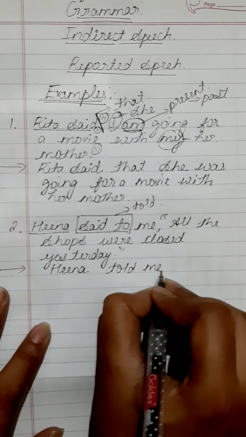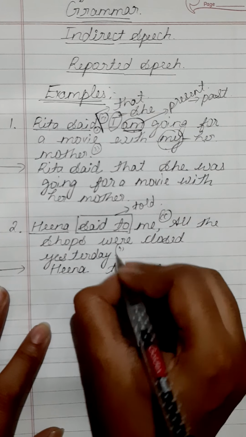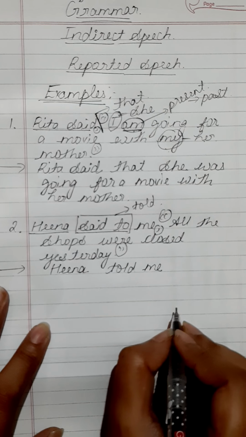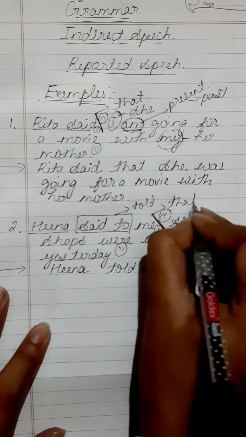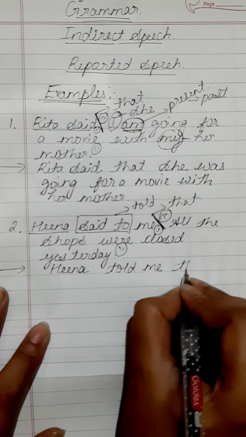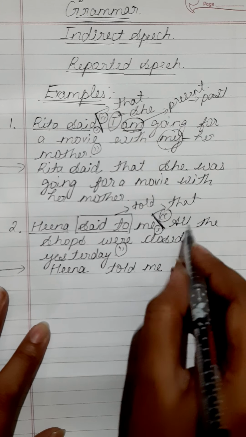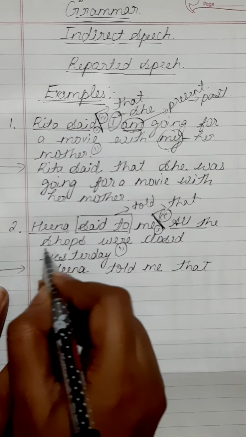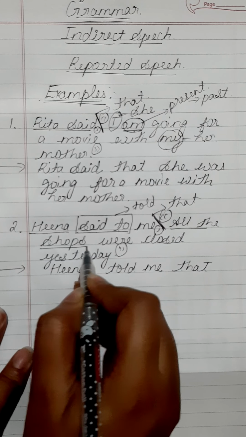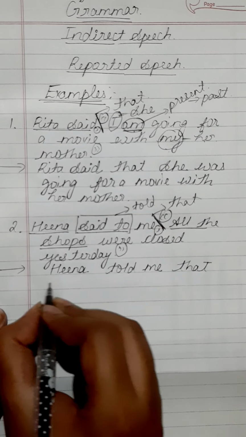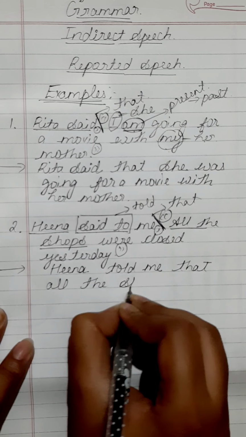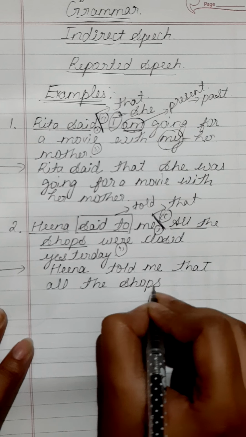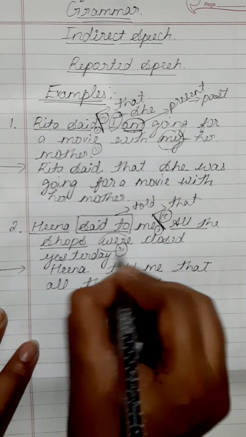told me. Now we will remove these two inverted commas. We will remove this comma. At this place we will introduce that. So let us write that. Now this part will remain as it is. So we will write it here. That all the shops. Now look at the next word, were.